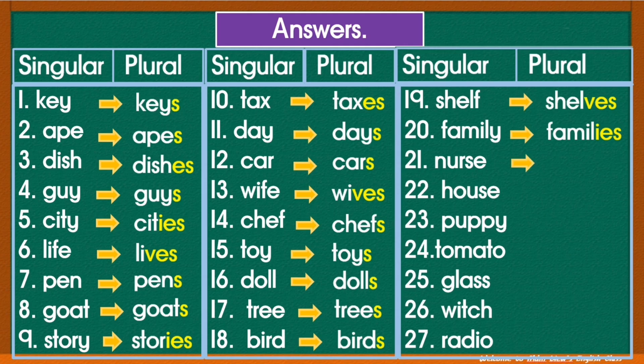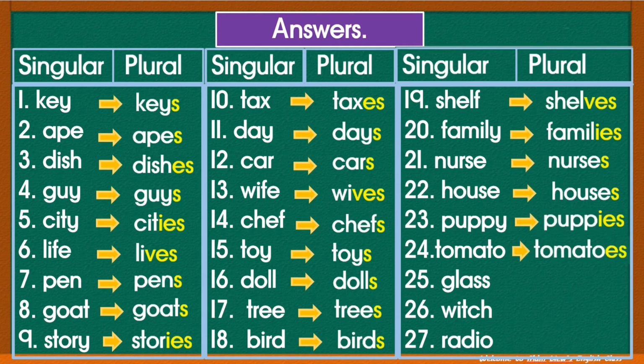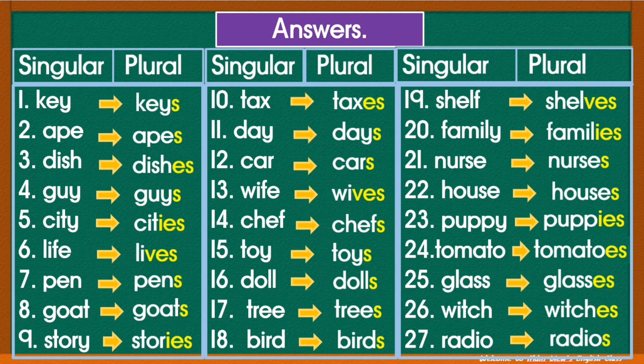Nurse becomes nurses. House becomes houses. Puppy becomes puppies. Tomato becomes tomatoes. Glass becomes glasses. Witch becomes witches. Radio becomes radios. Now, count and see how many correct answers you got. Well done!